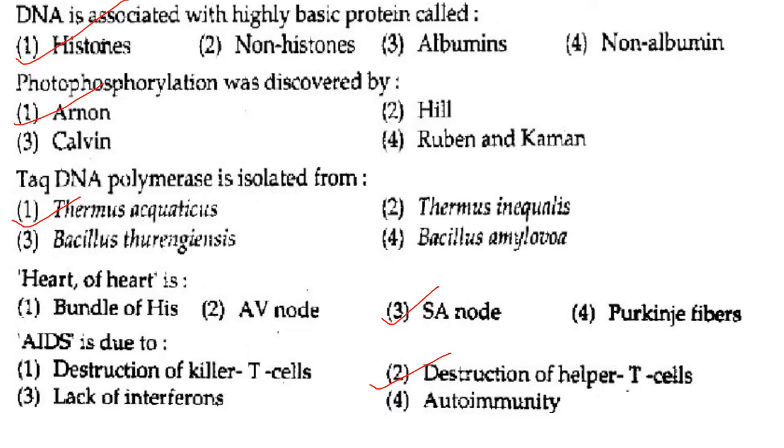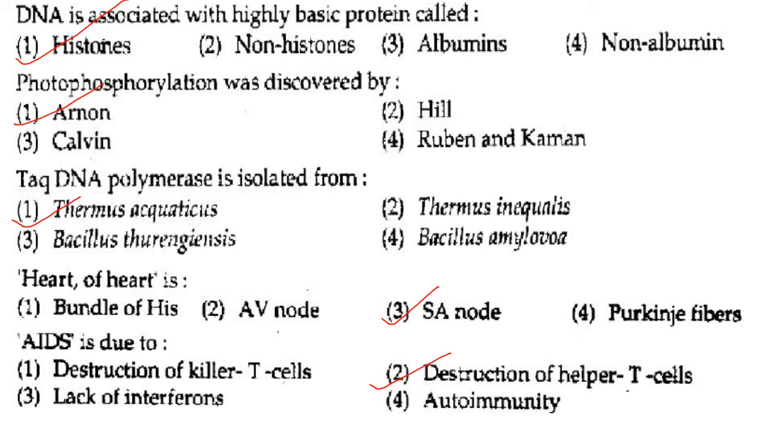Next one. DNA is associated with highly basic protein called: option 1, histones; 2, non-histones; 3, albumins; 4, non-albumins. Answer is option 1, histones. Photophosphorylation was discovered by: option 1, Arnon; option 2, Hill; option 3, Calvin; 4, Ruben and Kamen. Answer is option 1, Arnon. Taq DNA polymerase is isolated from: option 1, Thermus aquaticus; option 2, Thermus inequalis; option 3, Bacillus thuringiensis; option 4, Bacillus amyloliquefaciens. Answer is option 1, Thermus aquaticus.